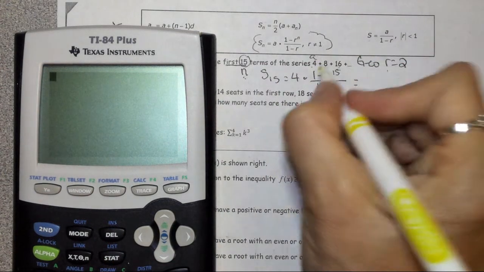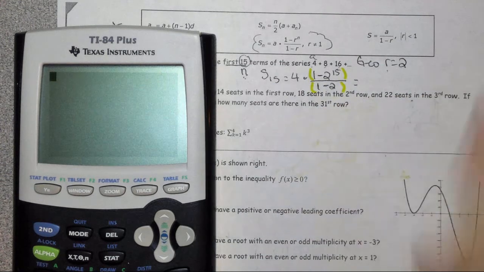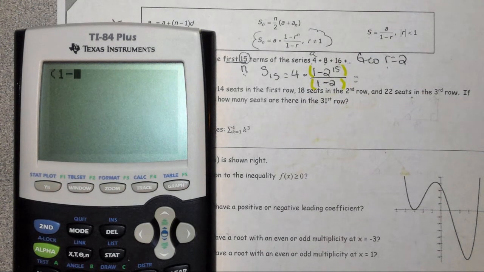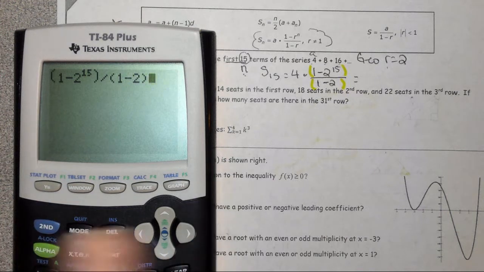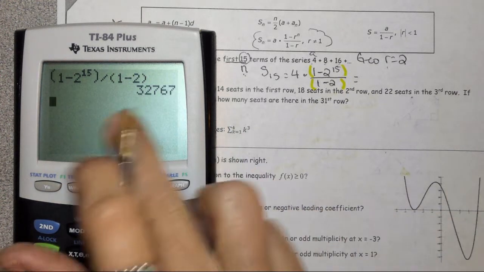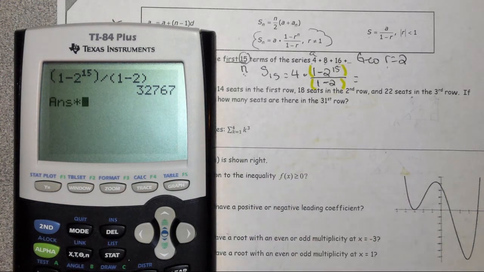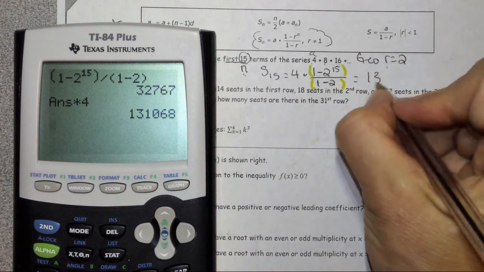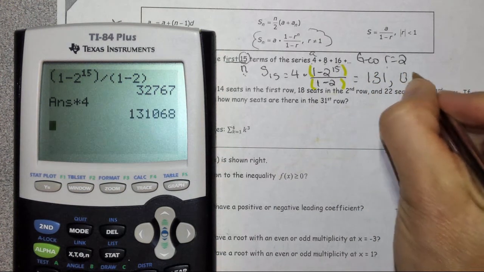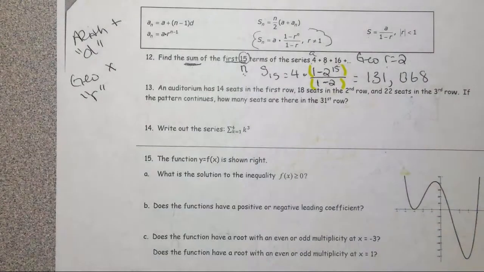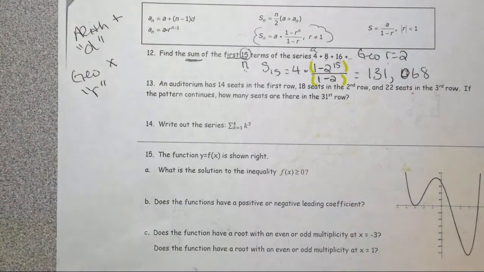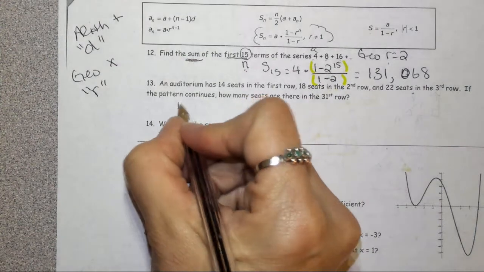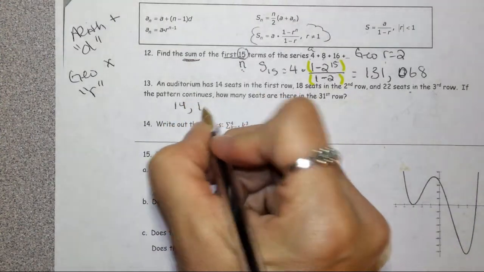Because there's more than one thing going on in the numerator and the denominator, you have to remember to put parentheses when you type it in. So 1 minus 2 raised to the 15th divided by 1 minus 2. And I know some of y'all could just go, oh, that's negative 1. And then I have to take that answer and multiply it by the 4 out front. So 131,068 is the sum.